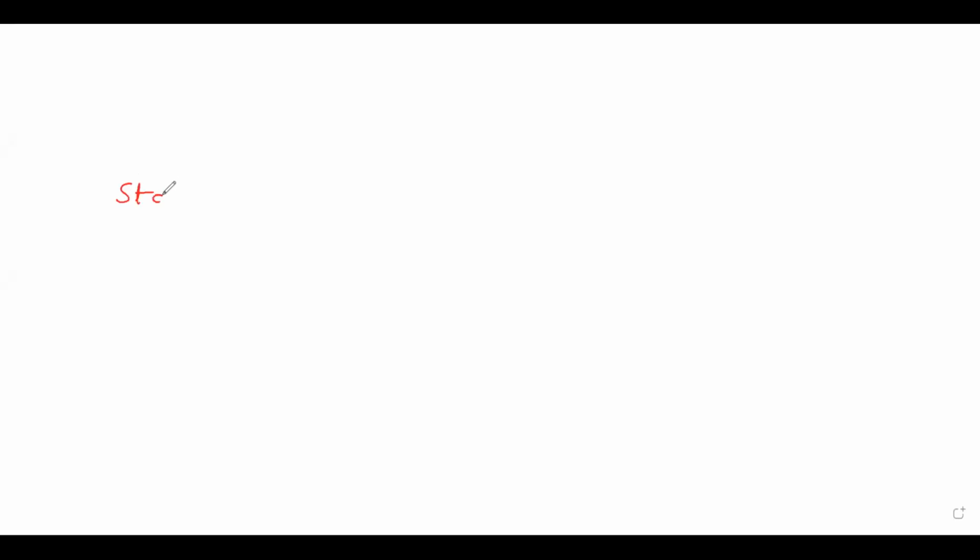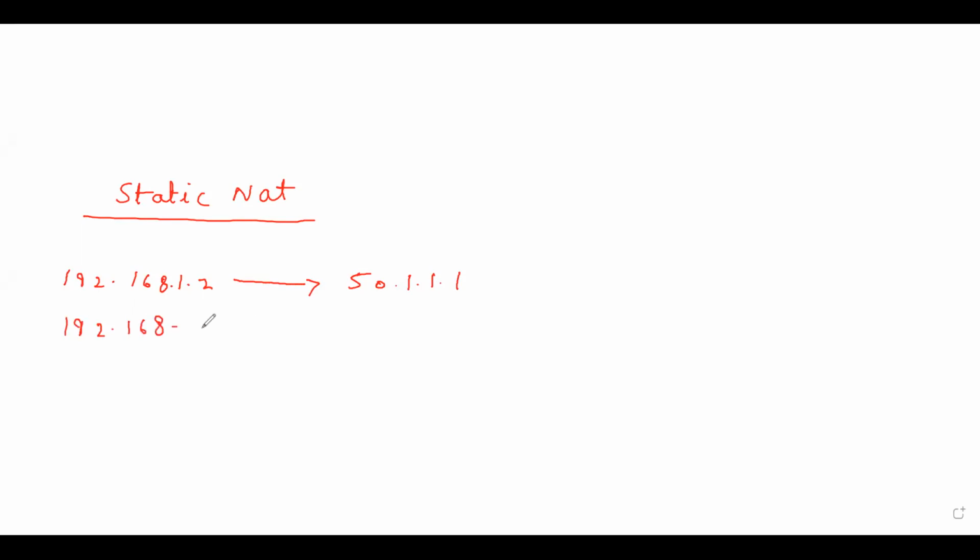Static NAT, what was the main concept there? If I have one private IP, I need one public IP to convert. Suppose I have three private IPs, so I need three public IPs.